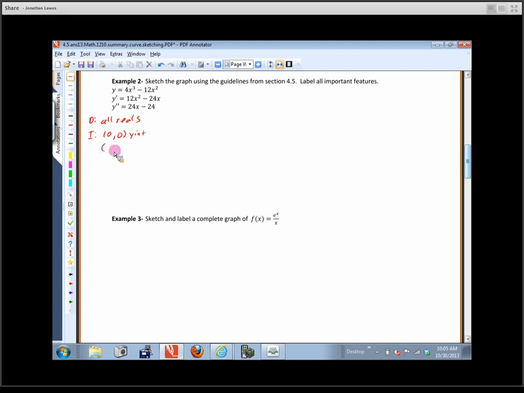Then I want to find any x-intercepts. So I'm going to set this equal to 0. If I set that equal to 0, I probably want to factor that. So I'm going to take out an x squared, and I can take out a 4, and I'm left with an x and a -3. Is that correct?